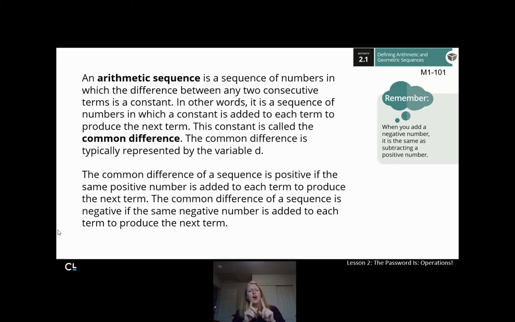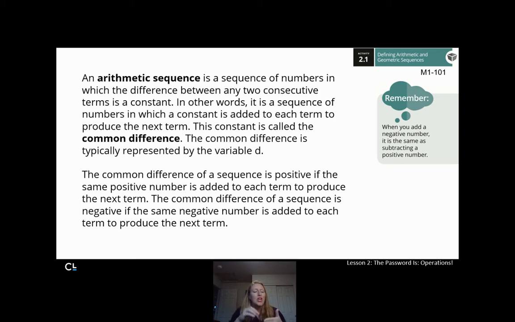Now, the common difference matters. The common difference of a sequence is positive if the same positive number is added to each term to produce the next term. The common difference of a sequence is negative if the same negative number is added to produce the next term. Let me see if I can break it down for you. If you're adding the same number over and over again, your common difference will be positive. If you're subtracting the same number over and over again, because remember, adding a negative number is the same thing as subtracting a number, right?